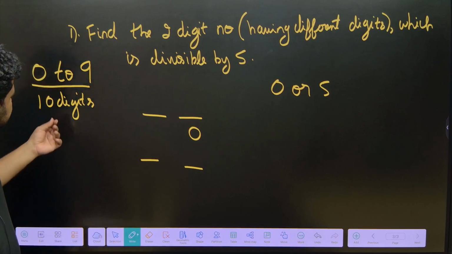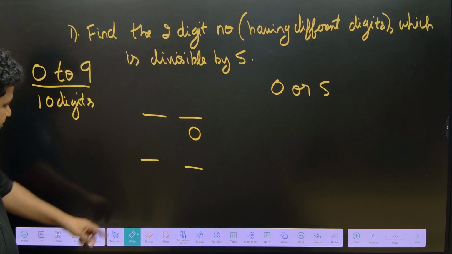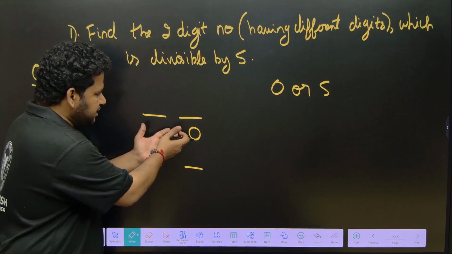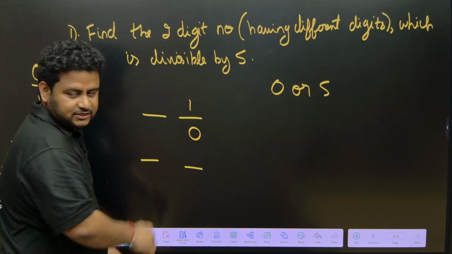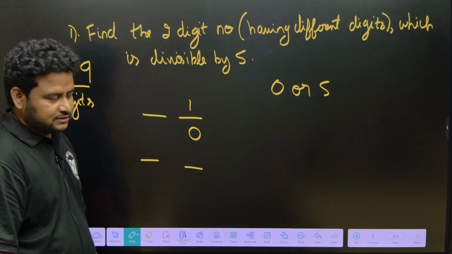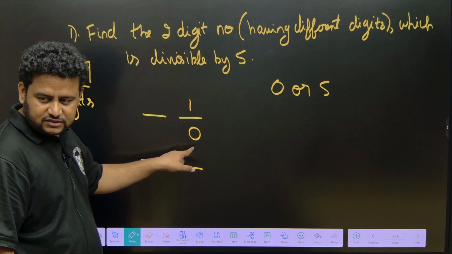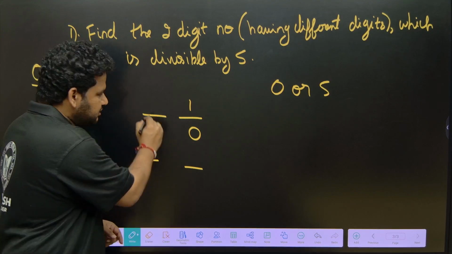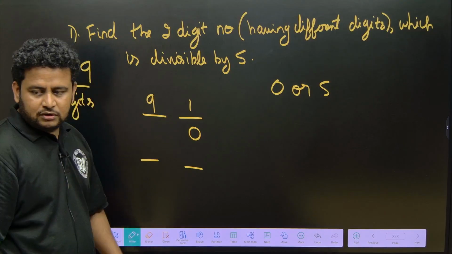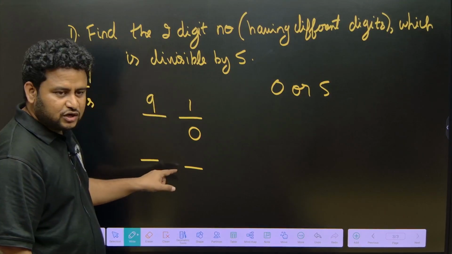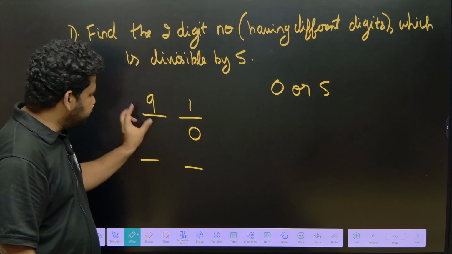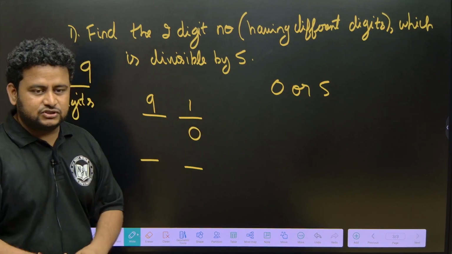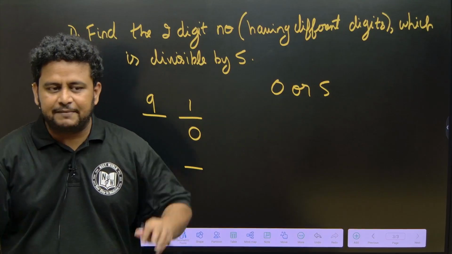Now see here, 10 digits. Out of 10 digits, here I am fixing 0. So fixing 0 means how many numbers am I fixing? One number. Out of 10 digits, how many are fixed? 1. Here how many digits are left? Out of 10, 1 is gone, so 9. So I want the combination of 9 and 1. There should be 9 digits here, and 1 digit here. 9 and 1.